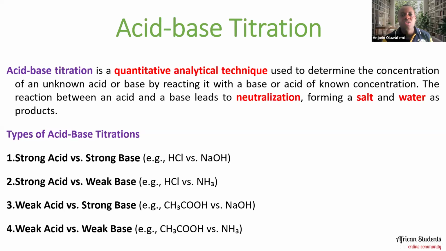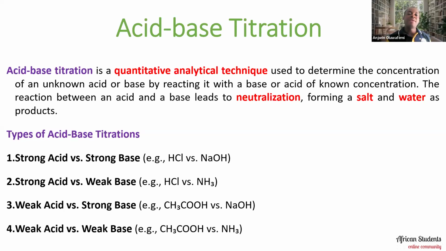Okay, so we look at acid-base titration now. Acid-base titration is a quantitative analytical technique that is used to determine the concentration of an unknown acid or base by reacting it with a base or acid of known concentration, which we call standard concentration. The reaction between an acid and a base leads to neutralization, forming a salt and water as products.